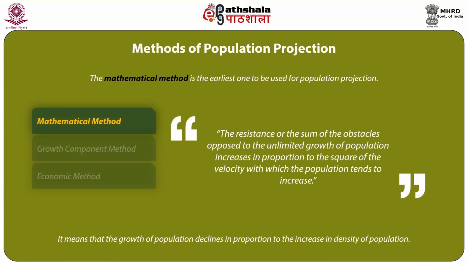The mathematical method is the easiest one to be used for population projections. The resistance, or the sum of the obstacles opposed to the unlimited growth of population, increases in proportion to the square of the velocity with which the population tends to increase. It means that the growth of population declines in proportion to the increase in the density of population.